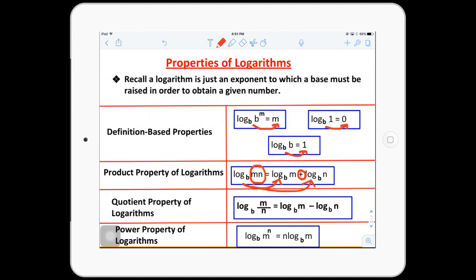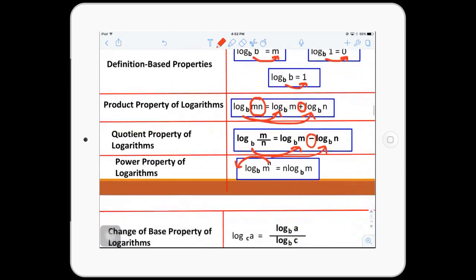And the same thing goes for division. So division is subtract. So dividing is to subtract when you distribute it out. And the power property of logarithms is that if you have a power, you can bring that power to the front and it does not change the problem. So these are the list of properties that we have.